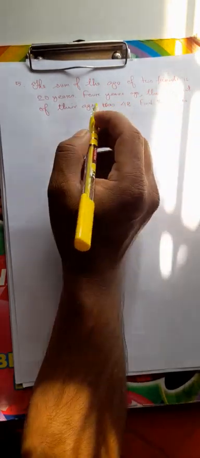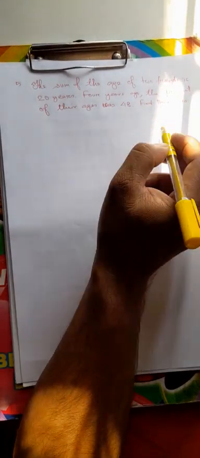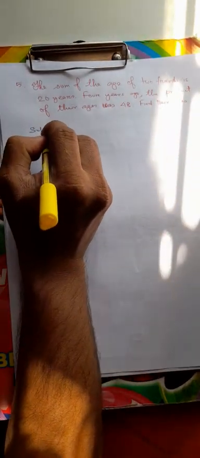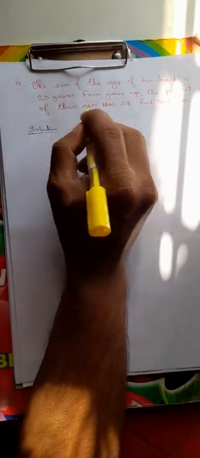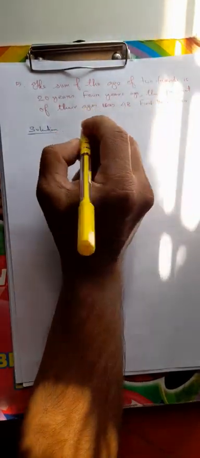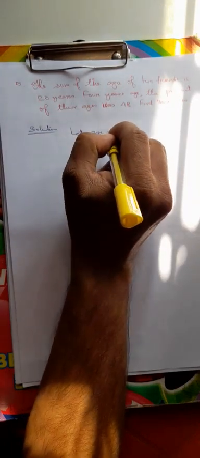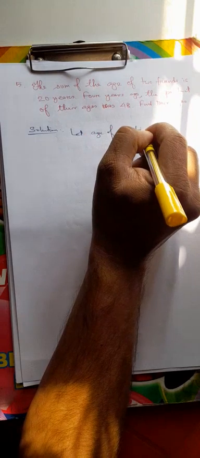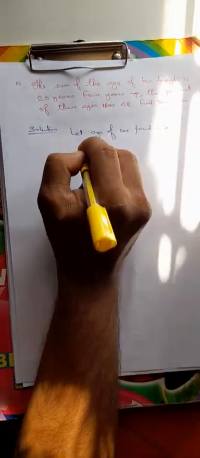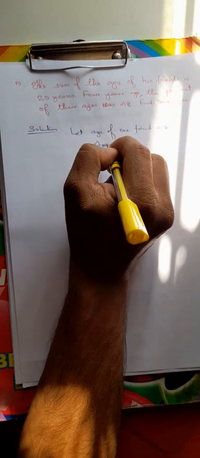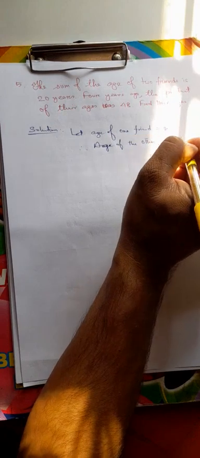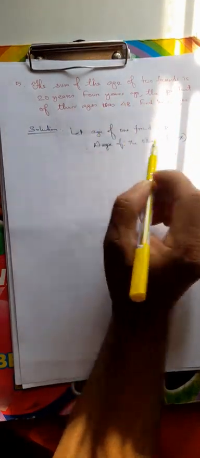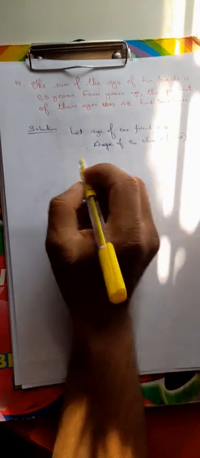Now take another example. The sum of the age of two friends is 20 years. 4 years ago, the product of their ages was 48. Find their ages. Solution. Sum of the age of two friends is 20 years. Let age of one friend equal to x. Therefore, age of the other equal to 20 minus x, because sum of their age is 20 years. If one is x, another is 20 minus x.